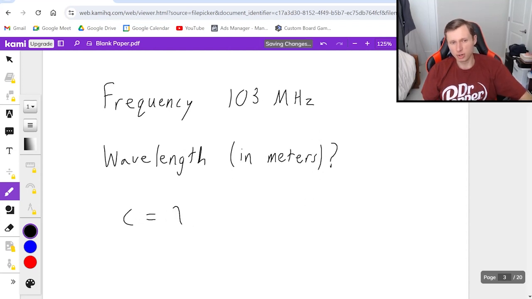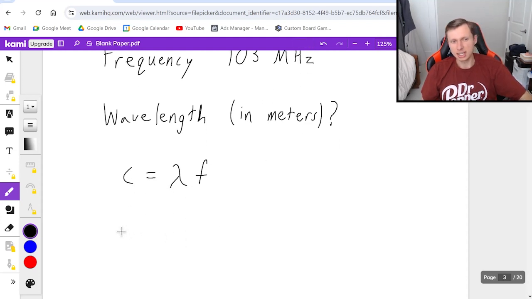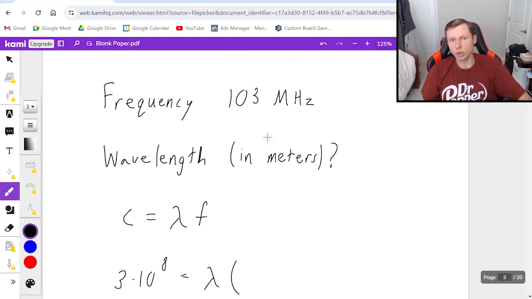So here's what we're going to do. Same equation as before, c equals lambda times f. Maybe even you want to try this on your own first. I encourage you to. But if you give up, then here's what we do. c is 3 times 10 to the 8th. Lambda is what we're solving for, the wavelength. And the frequency is 103 megahertz.